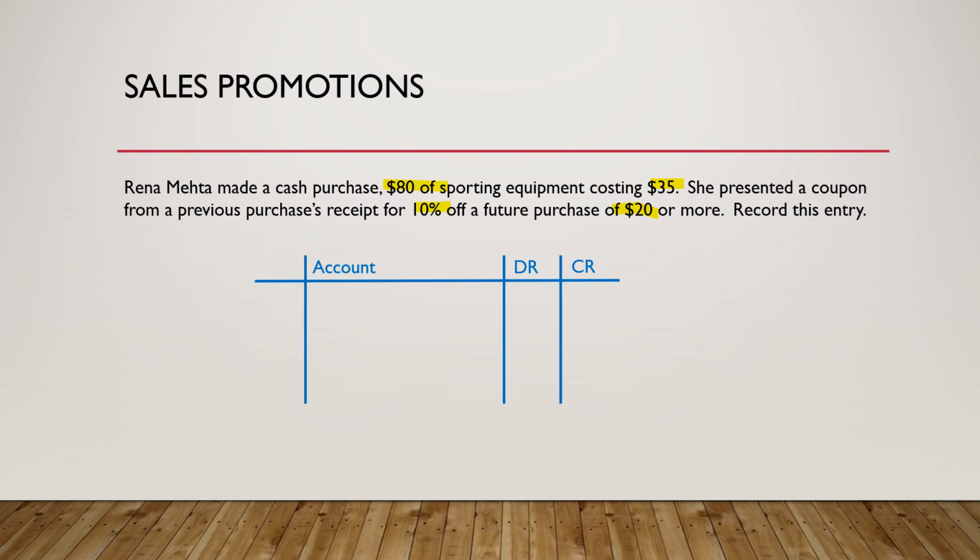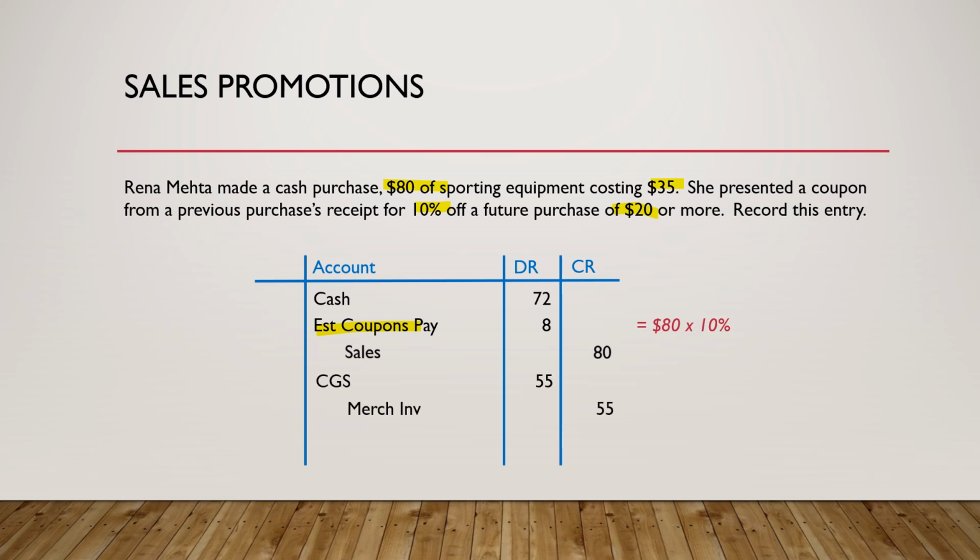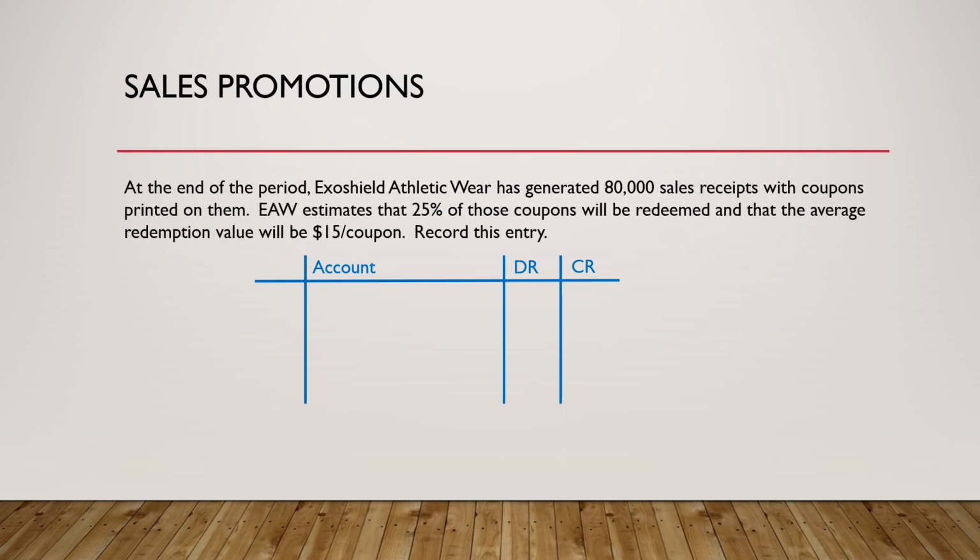In this example, we will credit sales for the full $80 sales amount, but debit cash for the amount received, $80 less 10%. That $8 difference will be debited to estimated coupons payable. Doing so satisfies the previous recorded liability. Debit CGS and credit merchandise inventory as usual.